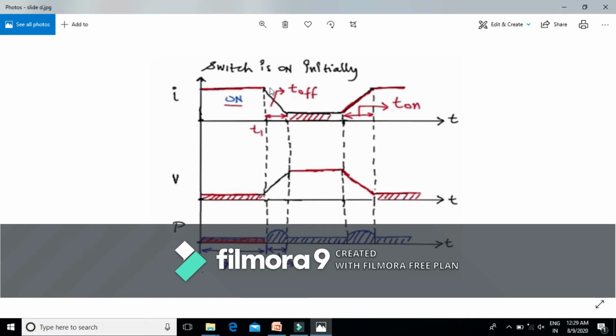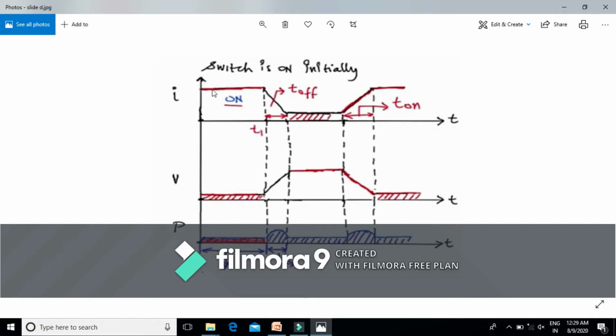Both these represent the switching loss periods, and the power loss across the switches is represented by some value. That means there will be some values across the switching period T off, and there will be some switching losses across this period T on.